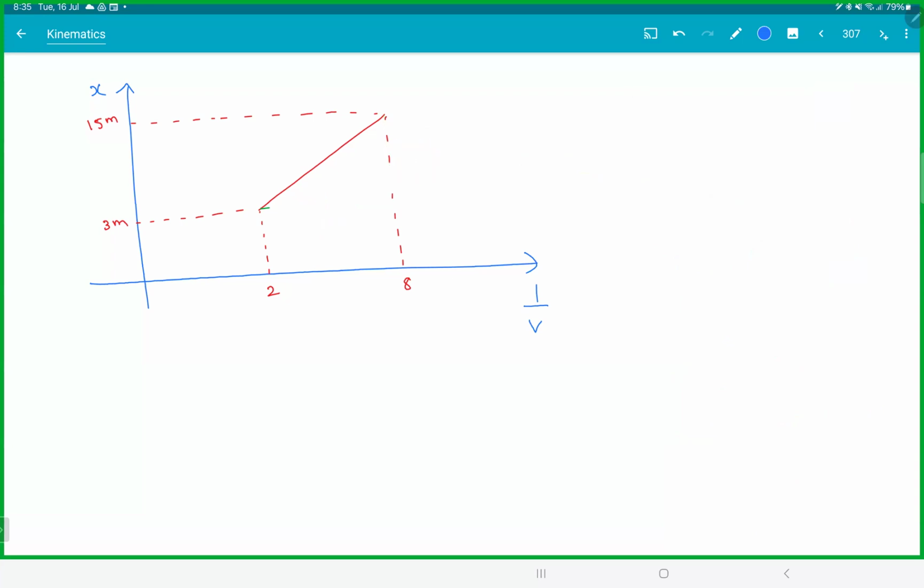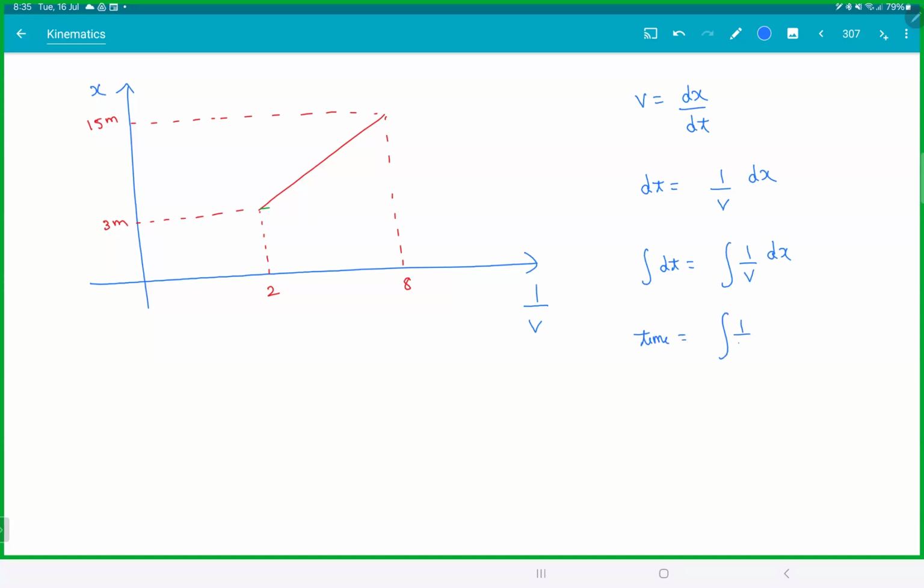Now look at this thing. So we have an x and 1 by y graph. So we know v is dx by dt. So if I send dt that side, and take 1 by v and dx, and now integrate on both sides, we get integral dt is integral 1 by v dx. This will give you the time.